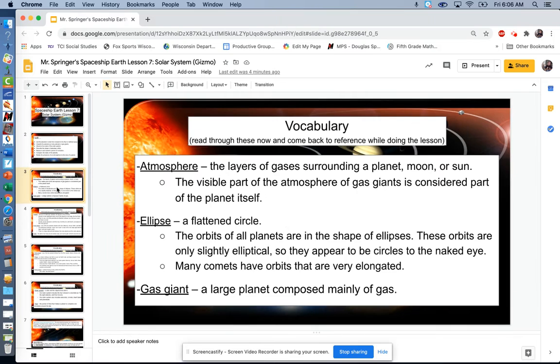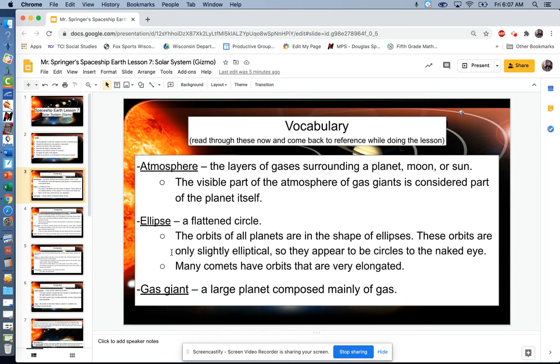The next slides are the vocabulary words. It says I should read through these now and come back to refer while doing the lesson. While I'm doing the lesson, if I don't know one of these words, I should come back and look at it. Atmosphere, the layers of gases surrounding a planet, moon, or sun. The visible part of the atmosphere of gas giants is considered part of the planet itself. Okay, so we have some gas giant planets, and that gas is considered the planet, not its atmosphere.